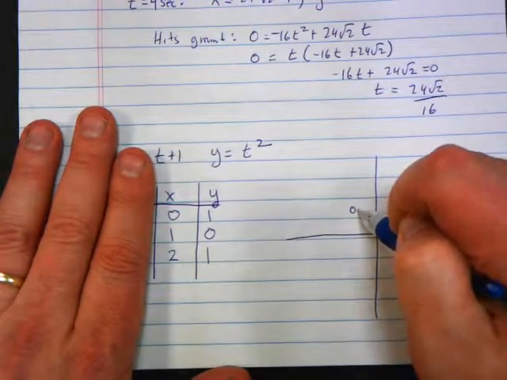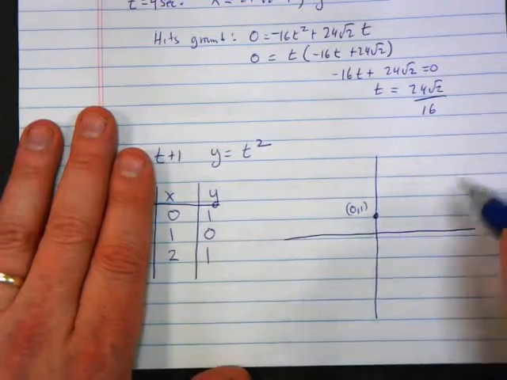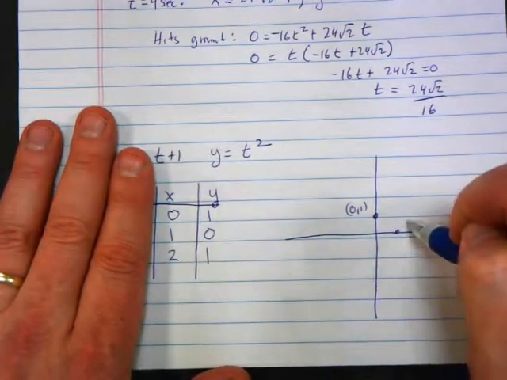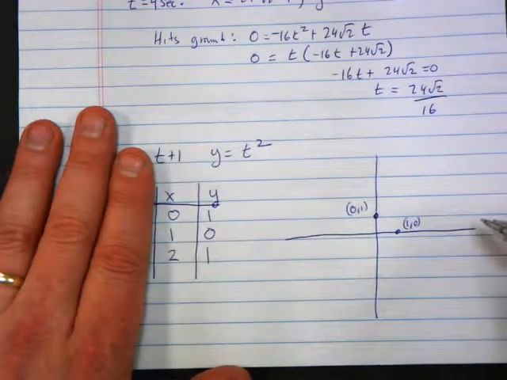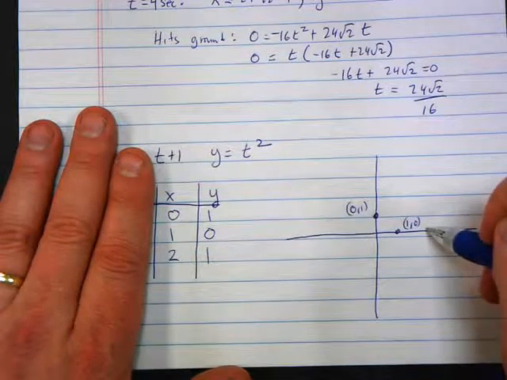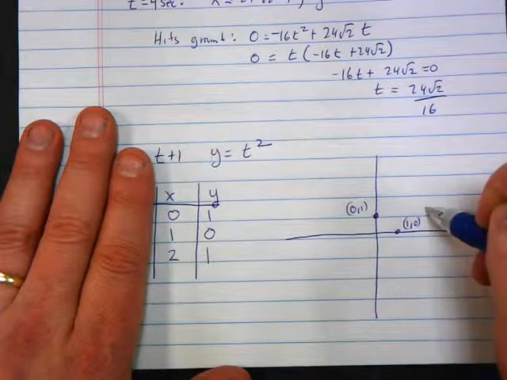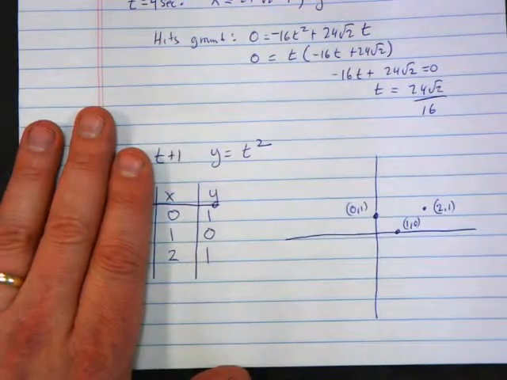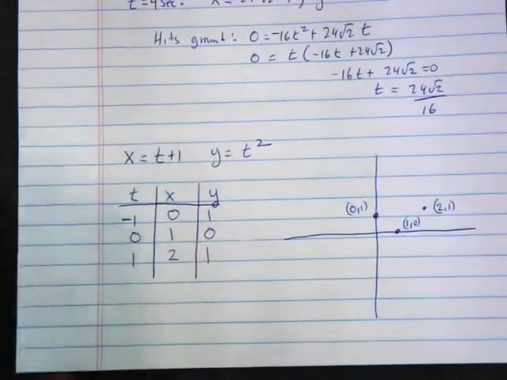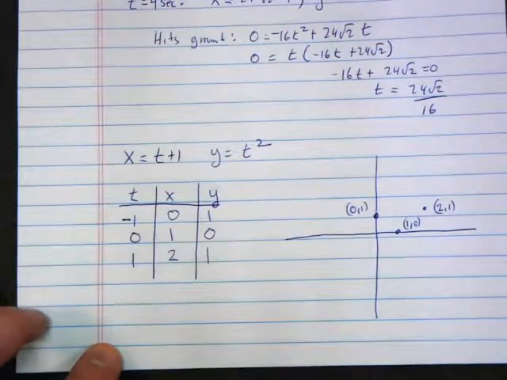0, 1, that's right there. 1, 0, that's right there. 2, 1, that's right there. What kind of graph am I getting? Looks like a parabola, doesn't it? It might be helpful to plug in 1 or 2 more numbers to make sure.